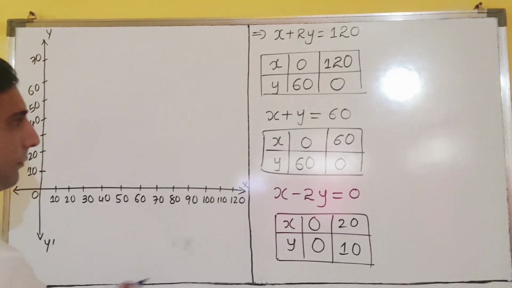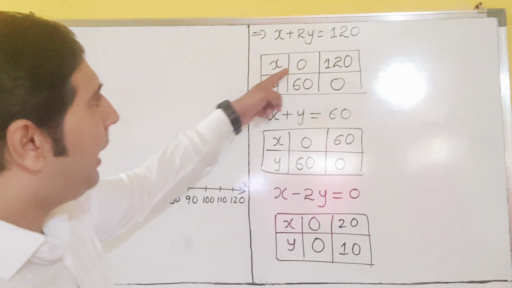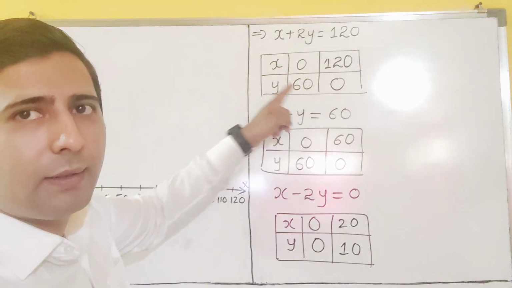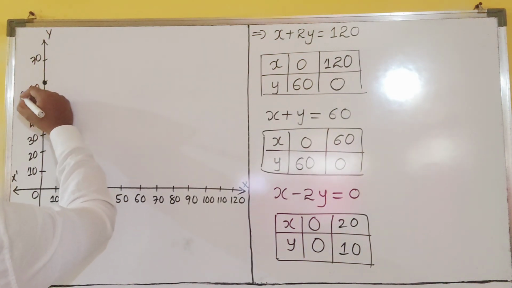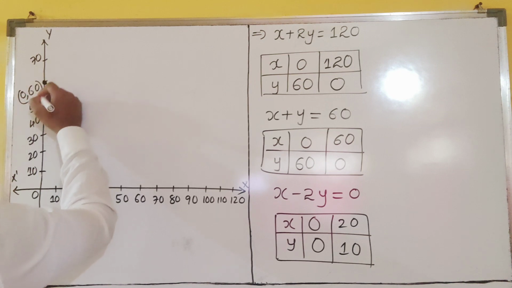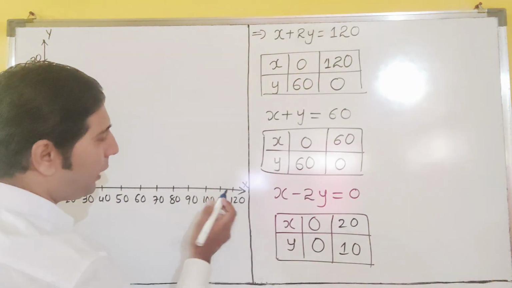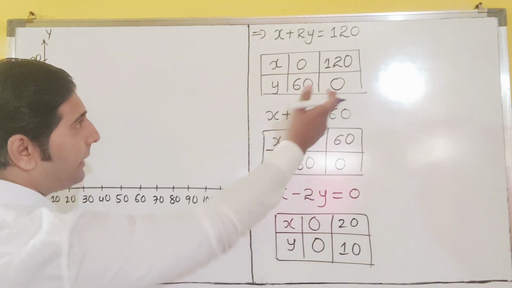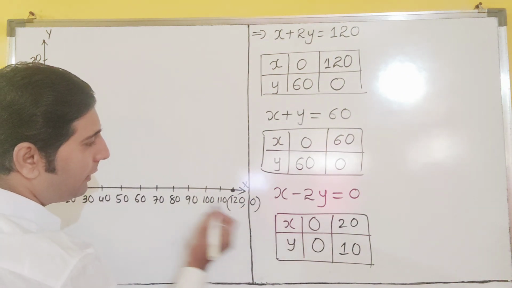Now see here. First, x value is 0, y value is how much? X value is 0, y value is 60: (0, 60). It will come here, dear students. X is 0, y is 60, here. Clear? So now x is what? 120, and y is 0. Y is 0 here only. So that is (120, 0), dear students.